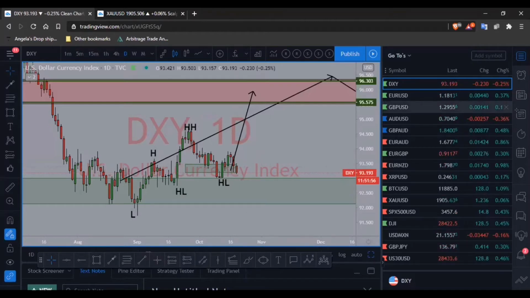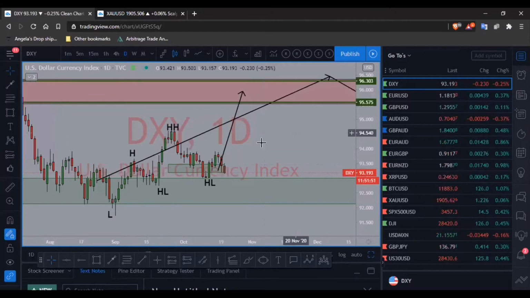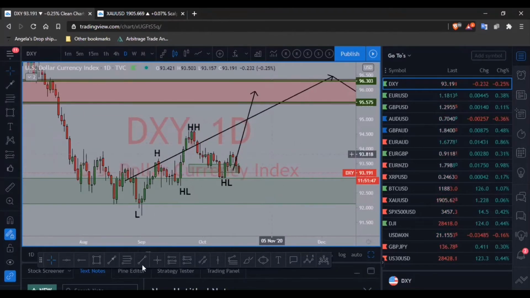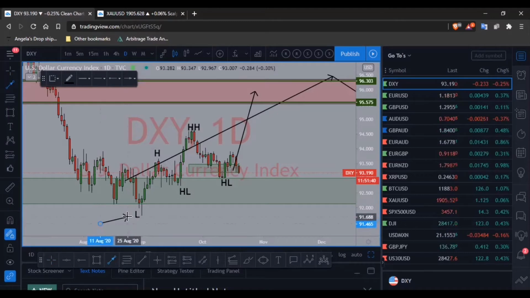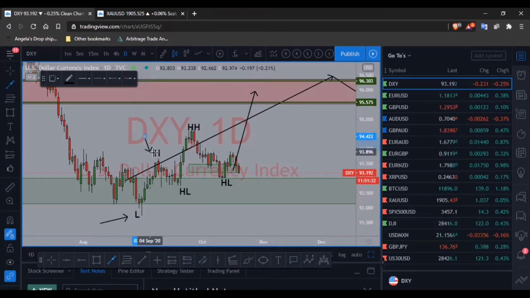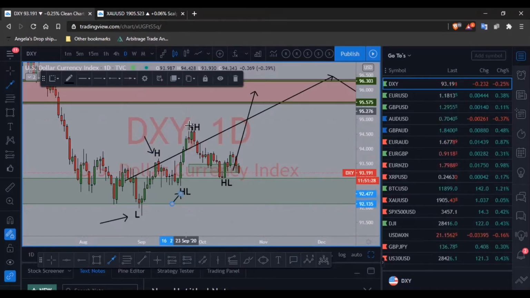So I have a dilemma with the US dollar right now. I wanted to go bullish, but current price action is telling me otherwise. So let's point out what I have written out. This was the low, and this is clearly a stop hunt to the downside, and then the push up. So that's the low, this is the high. Then price came, made a higher low, then it came and made a higher high.